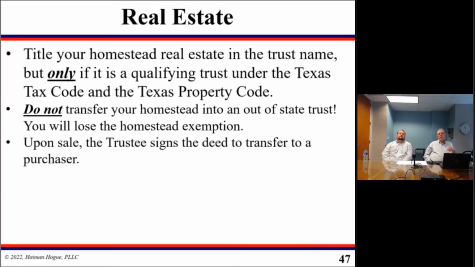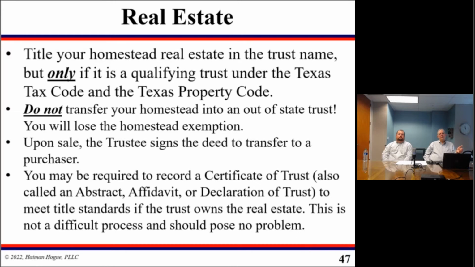Upon sale, the trustee signs the deed to transfer to a purchaser. People ask, well, how do we sell it? The same way you would if you owned it individually. You put it up for sale as a trustee, and you sign the transfer documents as trustee. That's all there is to it. You may be required to record a certificate of trust to meet title standards if the trust owns real estate. This is not a difficult process, and it should pose no problem, but it isn't required in every single case.